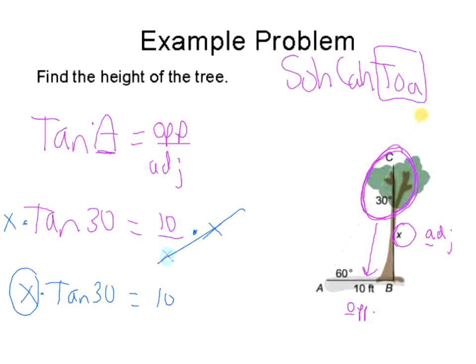How do I get this X by itself? You're so close. Look what's going on. It's X times tangent 30. How do I get rid of the times tangent 30? Divide by? No. If you divide by X, you're going to get back right here. Trying to get X by itself. How do you get rid of a multiply by tangent 30? Divide by tangent 30. There we go.